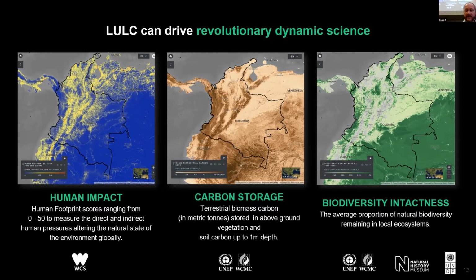And biodiversity intactness, this is with the Natural History Museum out of the UK, looking at what is the difference in the expected habitat of an area and what the actual habitat is. So showing what's the ability for a species to exist in its current footprint or range.